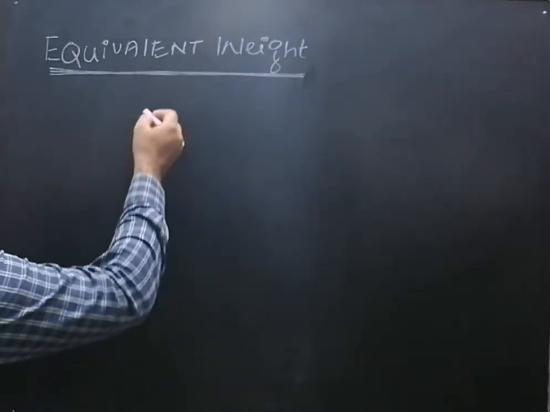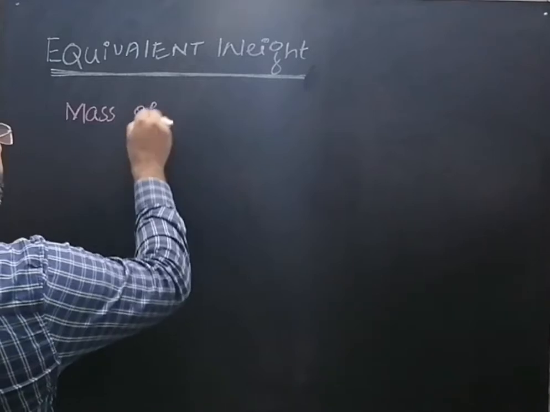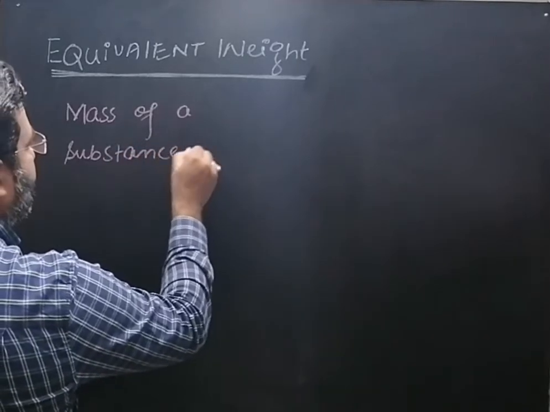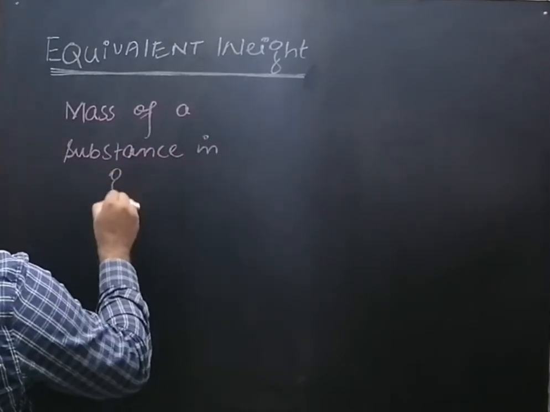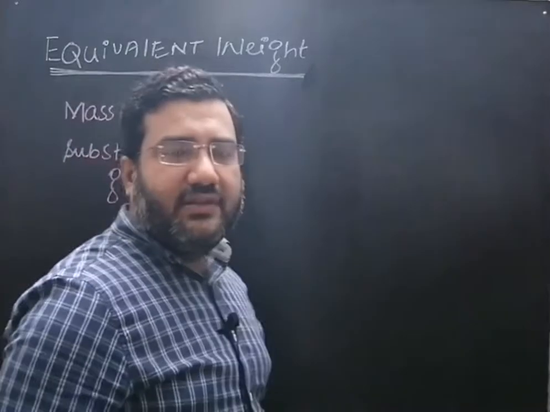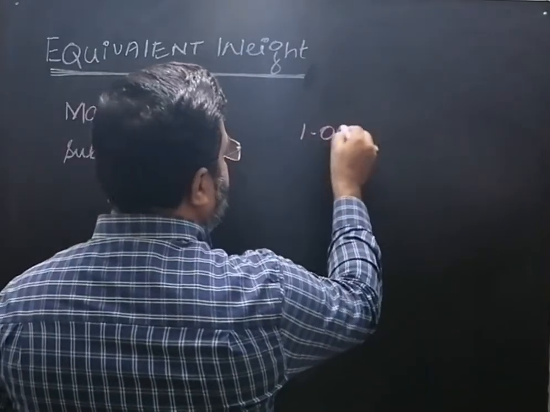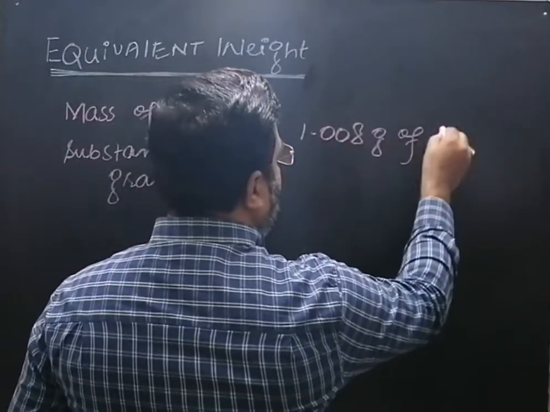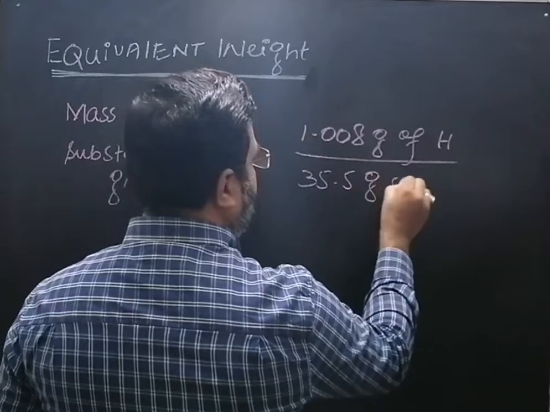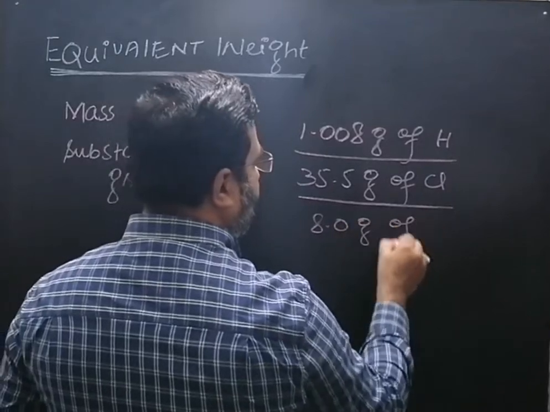What is an equivalent weight? Equivalent weight is basically the mass of a substance, or weight of a substance, in grams, which combines with or replaces, directly or indirectly, 1.008 gram of hydrogen, 35.5 grams of chlorine or 8 grams of oxygen.